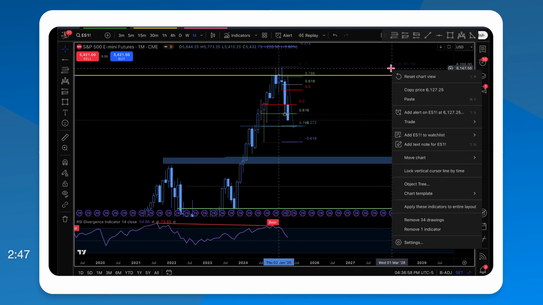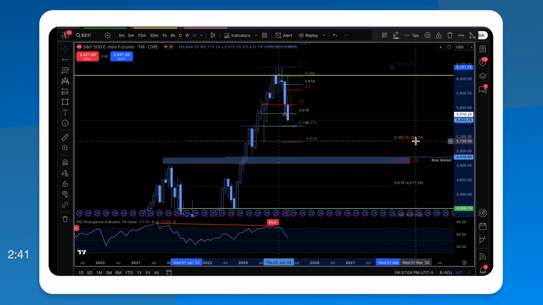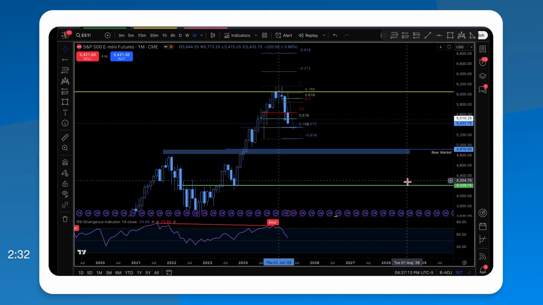I'll add a couple of these levels with pricing so that you can jot those down for yourself. So the 38.2 retracement is right around 5145, and then the 50% retracement is right around 4831 on the ES. So those are just some levels to take a look at.